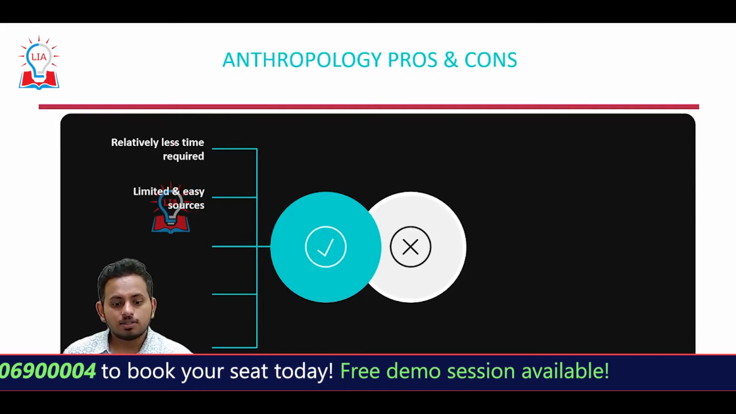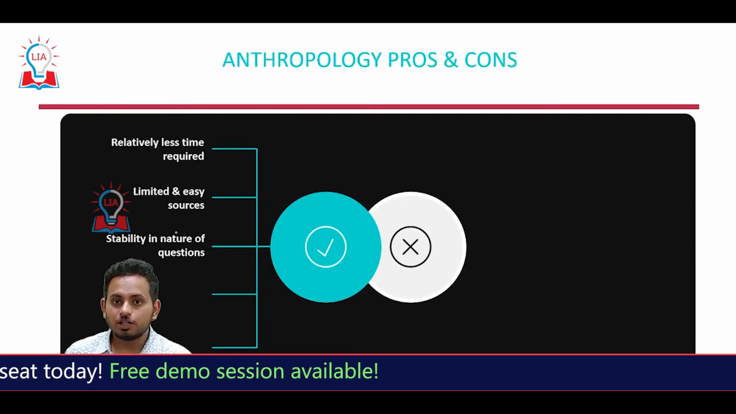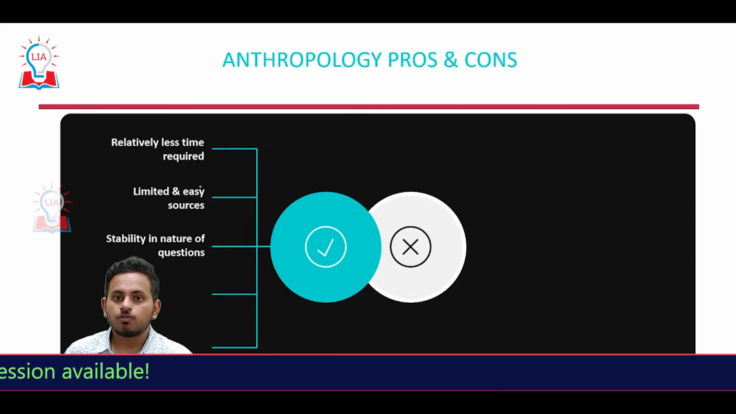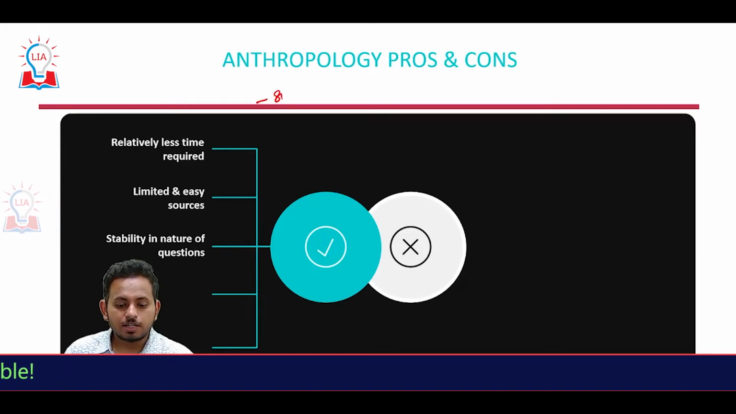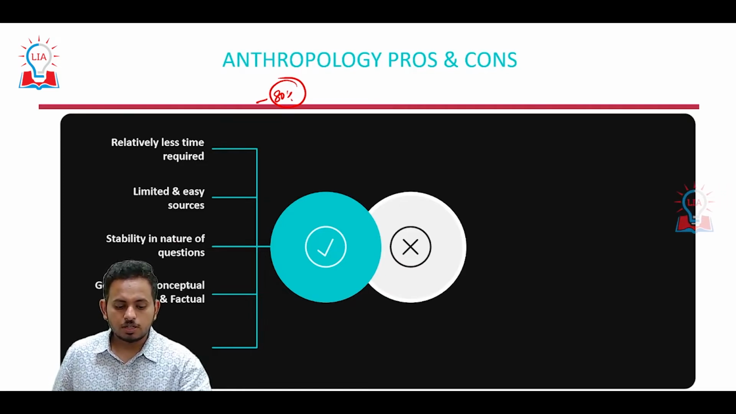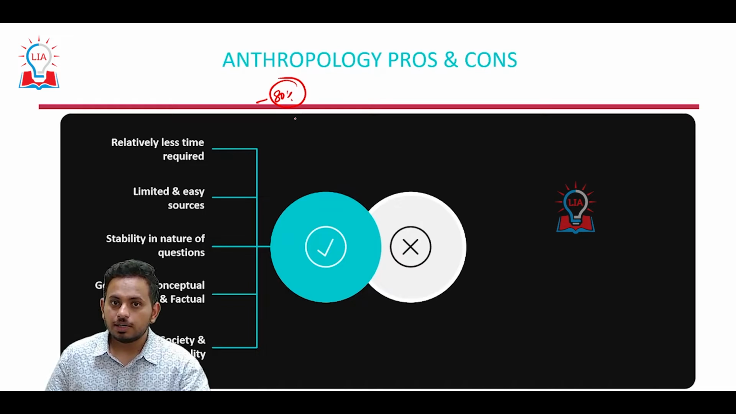It relatively requires less time, has limited and easy sources, and stability in the nature of questions. If you look at the past years' questions, around 80% of the questions every year get repeated from previous years. So there is stability in the nature of questions, a good mix of conceptual and factual knowledge, and overlap with society of GS1 and polity in GS2.